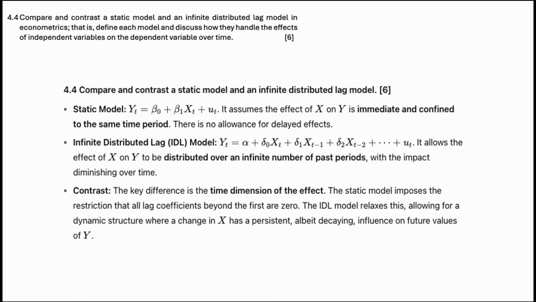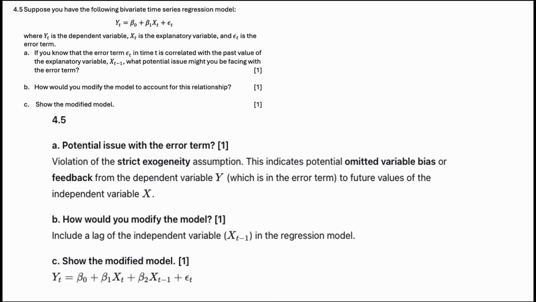Compare and contrast a static model and an infinite distributed lag model in econometrics. And yes, we've already done this. A static model, effect of x on y is immediate and confined to the same period. Infinite distributed lag model allows the effect of x on y to be distributed over an infinite number of past periods, with the impact diminishing over time, right? So the difference is the time dimension of the effect.